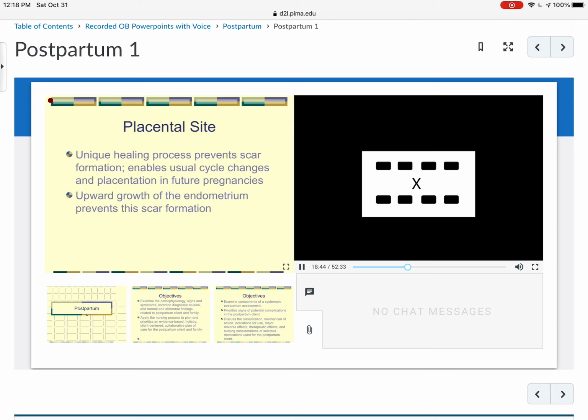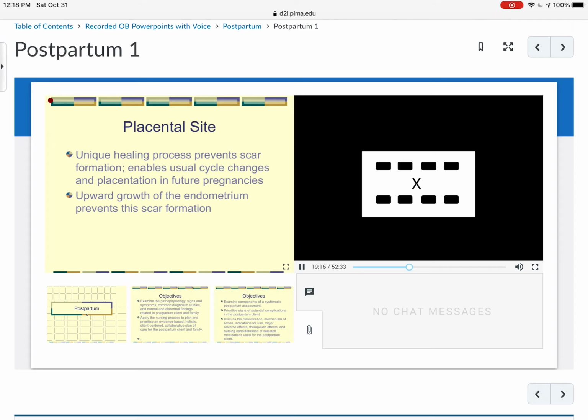Now, what's interesting is when that placenta comes out, which begins the period of involution or the postpartum period, that uterus really needs to dig into the uterine wall to get the blood supply to give to the baby. It has to dig in good enough so that we get a good supply of oxygen for the baby, but not too much so that it cannot detach. What's very interesting is there's a very unique healing process that prevents any scar formation on the uterus. It's the upward growth of the endometrium.